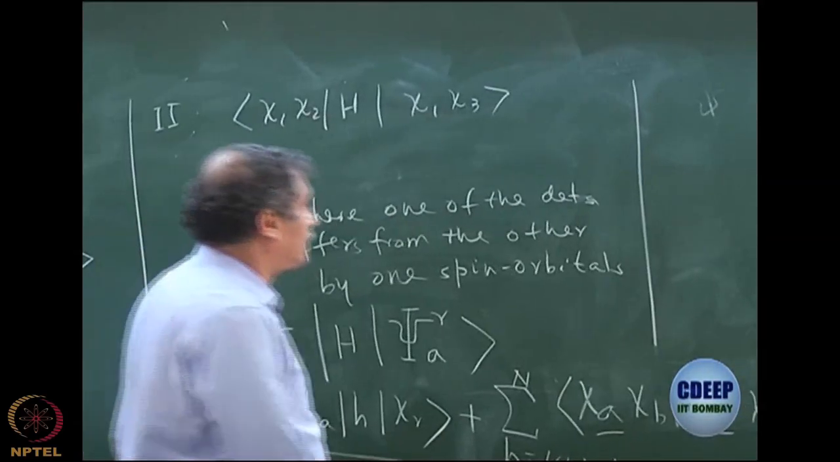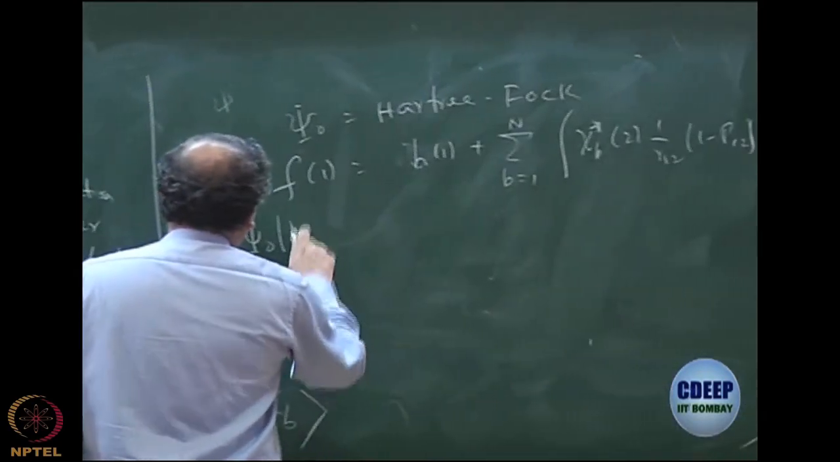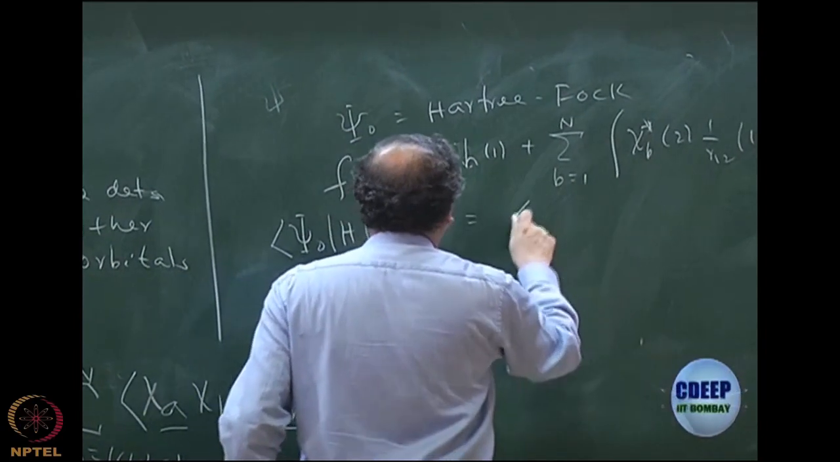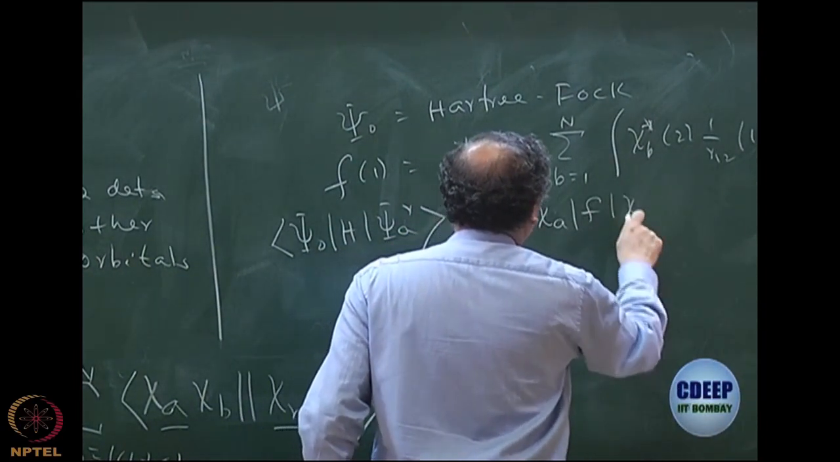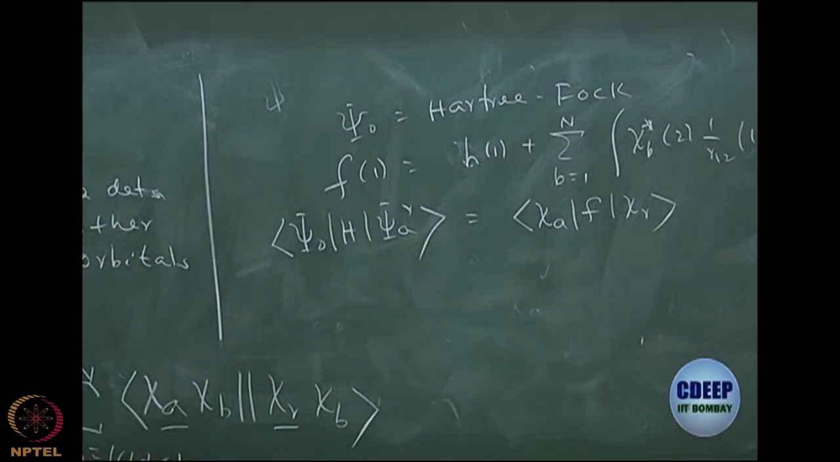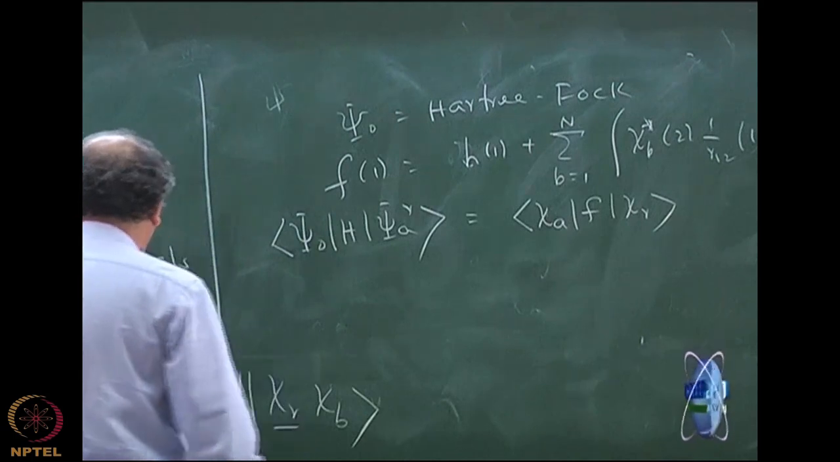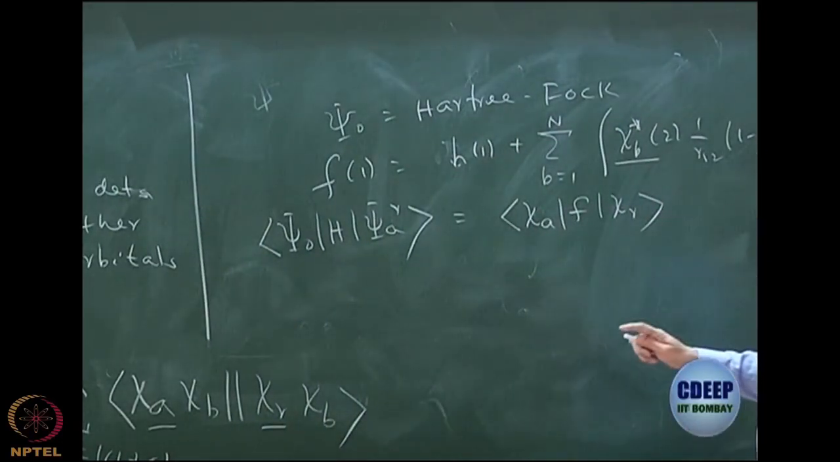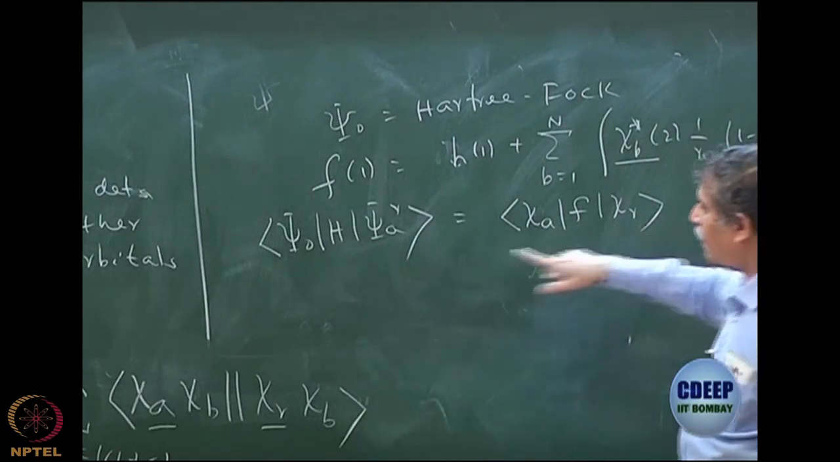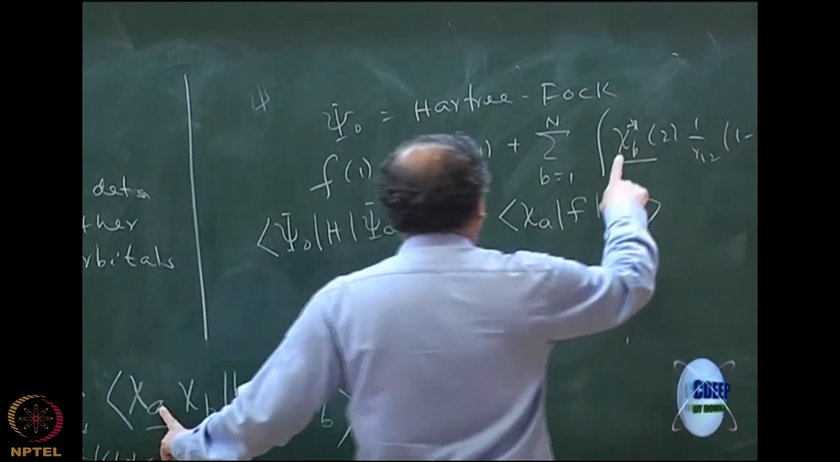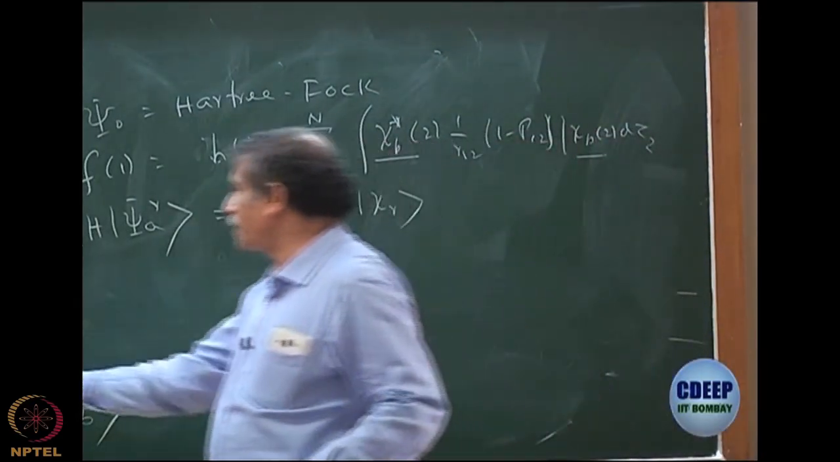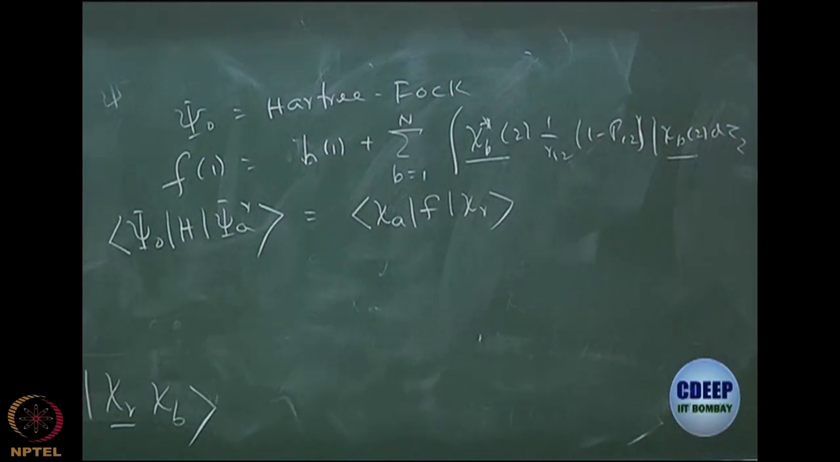Can you see that this integral, psi naught h, when this is Hartree-Fock, please remember this is Hartree-Fock, so this is the unoccupied orbital of the Hartree-Fock, this is the occupied orbital, is nothing but chi a f chi r. I hope you can show this, it is very easy to see. Look at the Fock operator, the first term is obvious because Fock has h, I have chi a h chi r, that is obvious. The second term, I have a summation chi b star 2 chi b 2, and if I do chi a f chi r, what do I get? Chi a 1 chi b 2, 1 by r 1 2, 1 minus p 1 2, chi r 1 chi b 2, which is nothing but this. Please note this very carefully.